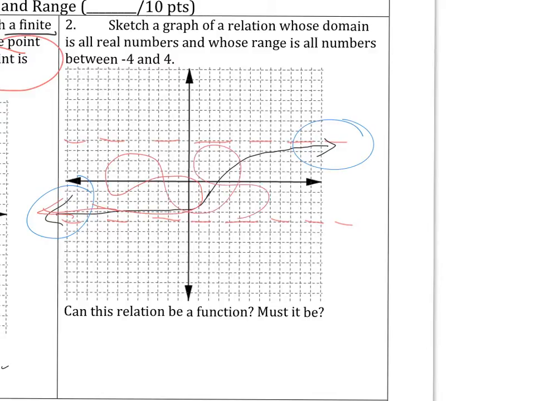Squiggle, squiggle, squiggle, and then off. Does it still have a domain that's all real numbers? Yes. Is the range all real numbers between -4 and 4? Yeah, I go through everything in a kind of roundabout way. It doesn't have to be a function. So yes, it can. I was about to say yeah, no. But must it be? Nope.